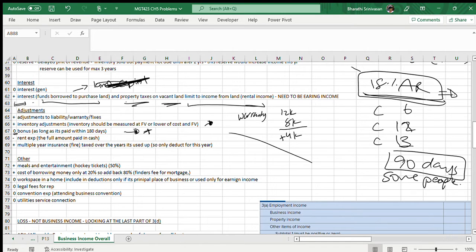So if you try to depreciate the rent expense or something like that, don't do that. It's just a full amount that's paid in cash. Another thing, this is different from rent expense for some weird reason.